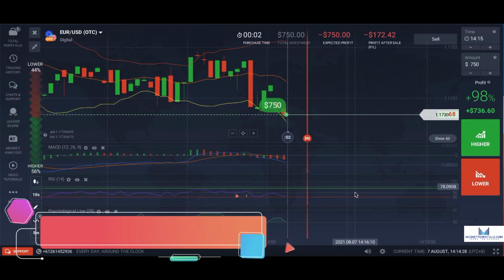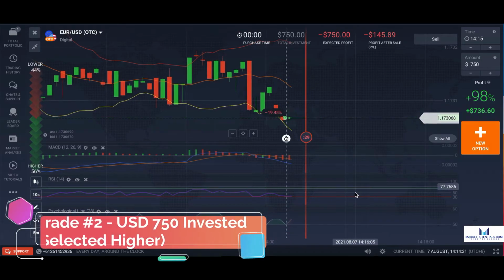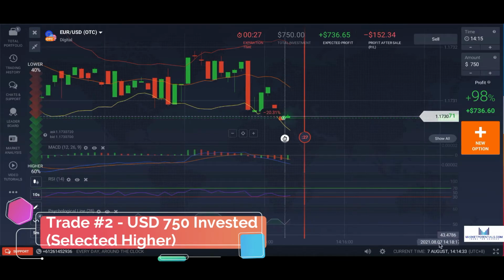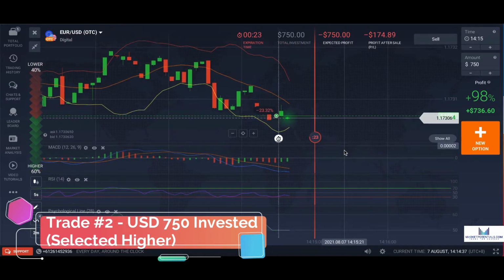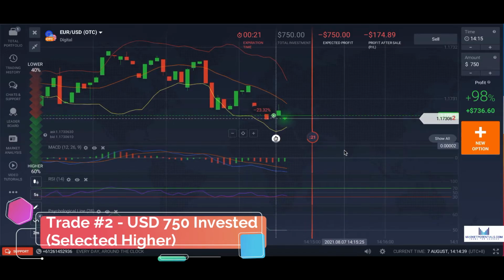Okay, so I see another opportunity here, and I might take this as well. So I've selected $750 again on my second trade for the day. Again, the timestamp here, you can see it's a genuine, real trade. And I put in $750 and I've selected higher this time around.